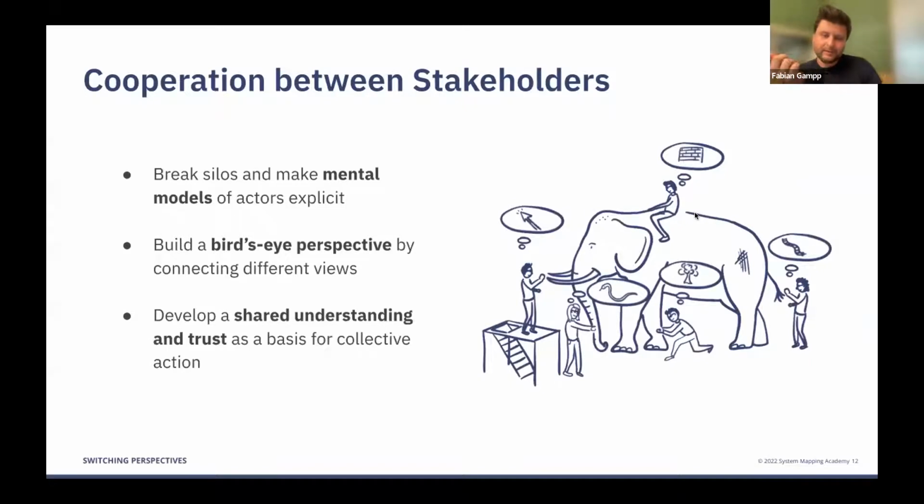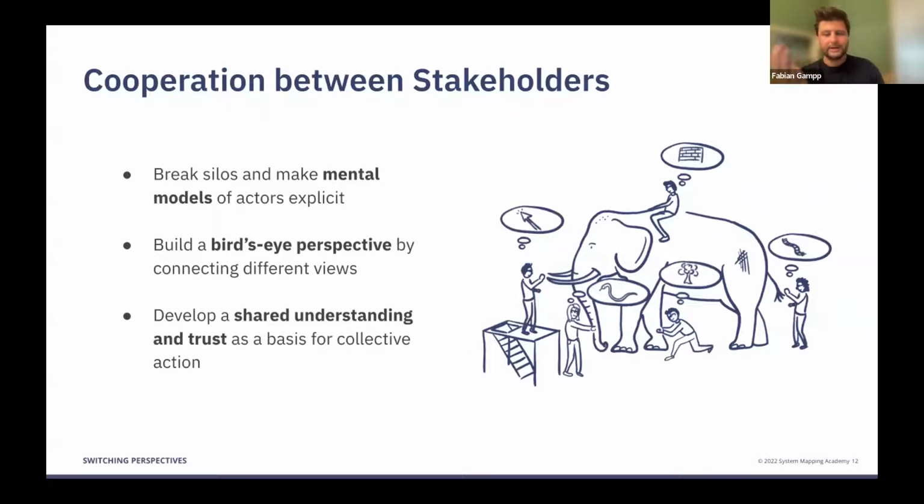The second thing, which we think, and also Maria already mentioned it, is the cooperation between stakeholders, which system thinking has basically at its core, because only if we bring together different perspectives can we really understand a system and how it works. And so it's all about trying to break these mental models, also with stakeholders, getting a bird's eye perspective, and developing a shared understanding and trust.